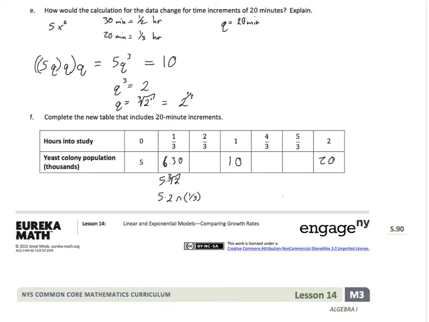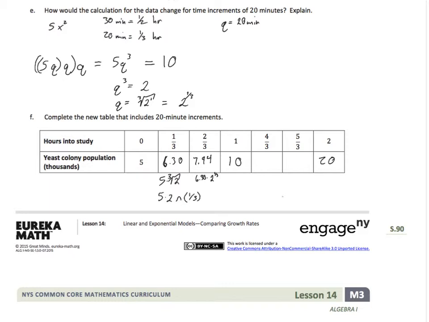Let's go ahead and fix that. Whenever I take that number and multiply it by 2 to the 1/3, 6.30 times 2 to the 1/3 will give me 7.937. So I'm going to round that to 7.94. And when I multiply that by 2 to the 1/3, I do indeed get 10.